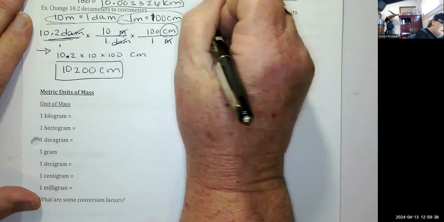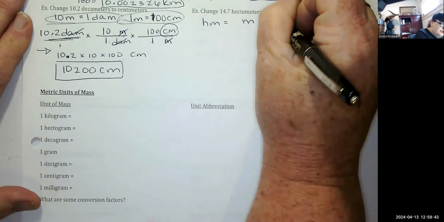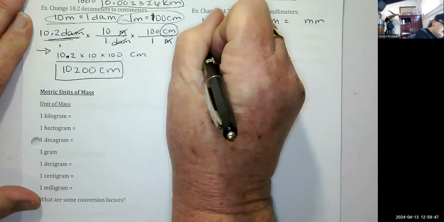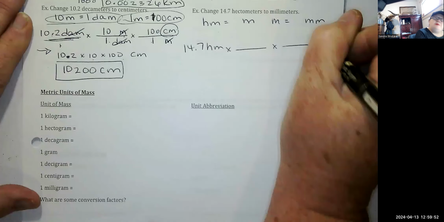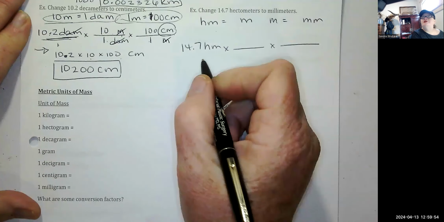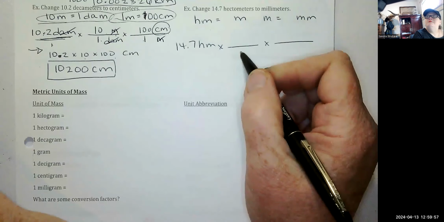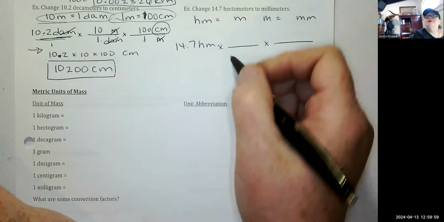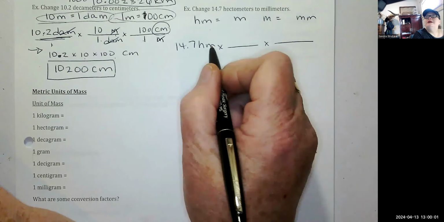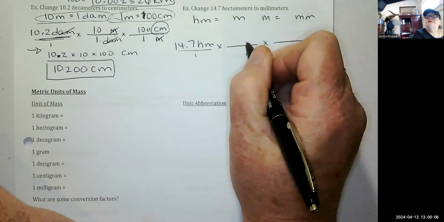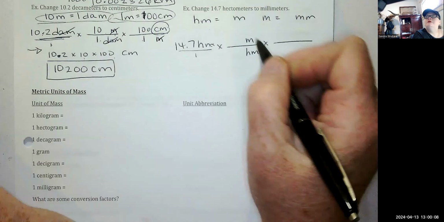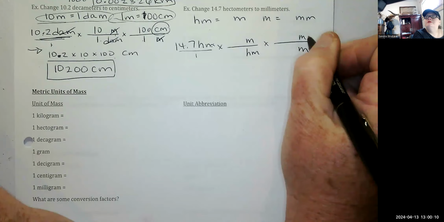Okay, so we're going to have to go from hectometers to meters, and then from meters to millimeters. So I'm going to start with 14.7 hectometers. And I know I'm going to do 2 conversions. I don't even know what my numbers are yet, but I know these are my conversions I'm going to do. So I'm going to plug in my units, and then I'll go back and find my numbers. 14.7 hectometers. I need to get this over 1. Get rid of my hectometers and go to my meters. And then I'm going to have to get rid of my meter and go to millimeters.